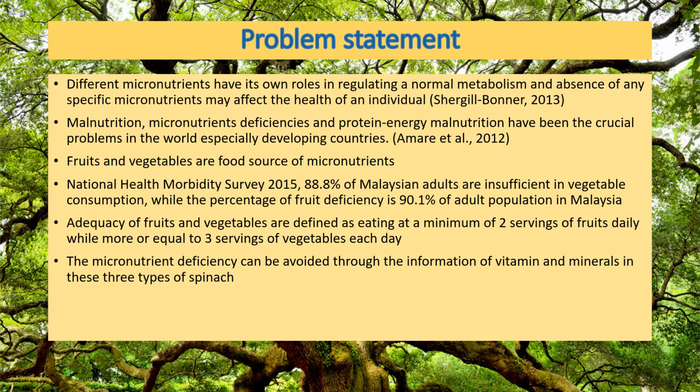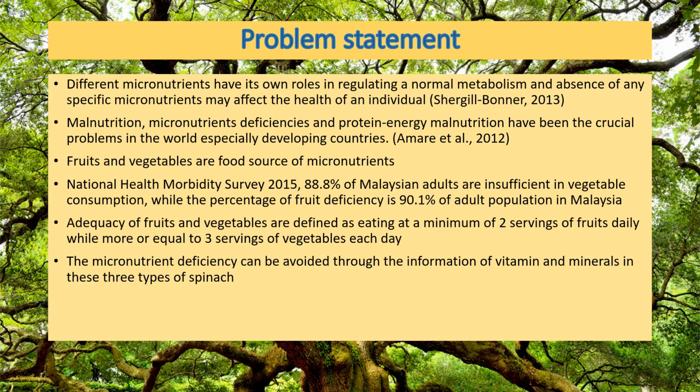The problem statement: different micronutrients have their own roles in regulating a normal metabolism and absence of any specific micronutrients may affect the health of an individual. Malnutrition, micronutrient deficiencies, and protein energy malnutrition have been the crucial problems in the world, especially developing countries. Fruits and vegetables are food sources of micronutrients.